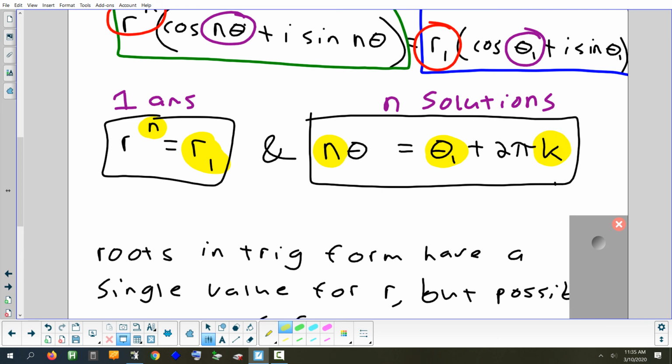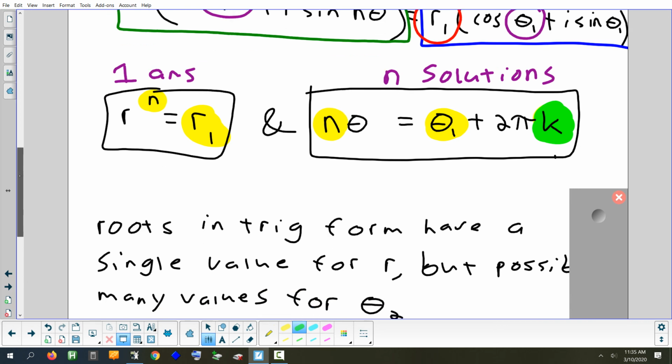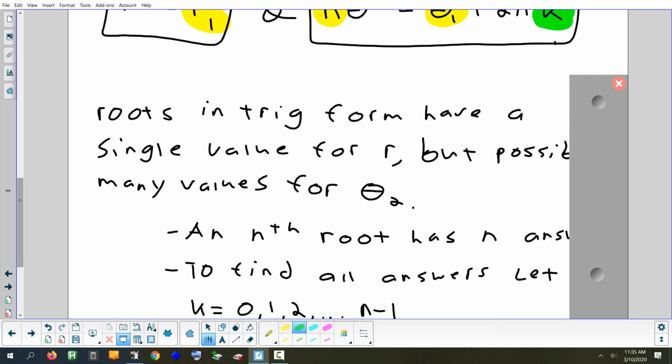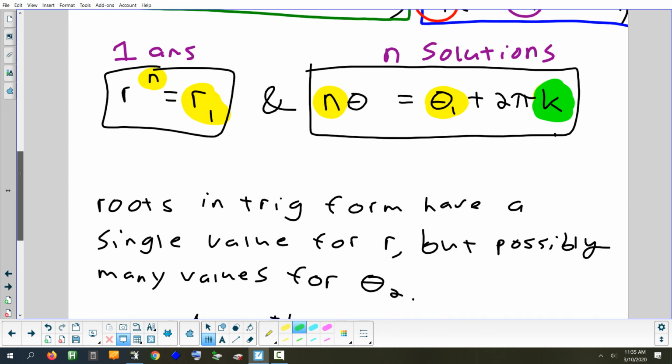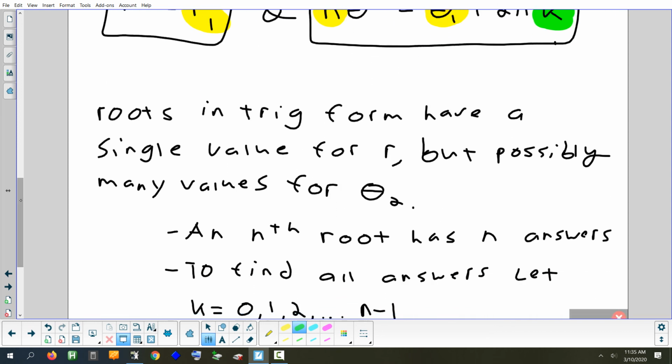So everything up until that last one, which I'll highlight in a different color, I'll highlight green. All the yellow highlights, you figured out what they are. R1 and theta 1, you figured out right away. N was the root, cube, 4th, 5th root, whatever it was. Now, for k, I'm going to show you what k is. I told you guys that when you find roots, you only get a single answer for r. That's why I wrote one answer about it. But you get multiple answers for theta.